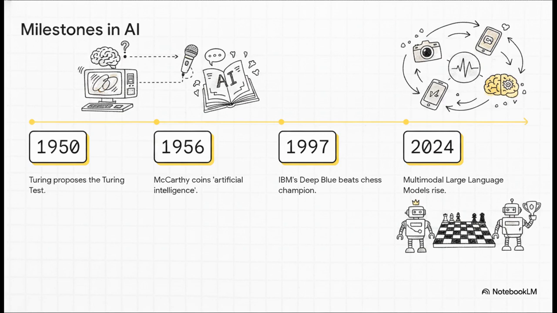So, Turing's question back in 1950 sparked a revolution. Fast forward just a bit to 1956, and John McCarthy officially coined the term artificial intelligence at a Dartmouth conference. Then, in 1997, IBM's Deep Blue crushed Garry Kasparov in chess, which really proved that machines could master complex, strategic, rules-based tasks. And today, in 2024, we've evolved to multimodal large language models. These systems seamlessly process text, audio, and visual data all at the exact same time, which requires compute power that just completely dwarfs those early mainframes by orders of magnitude.